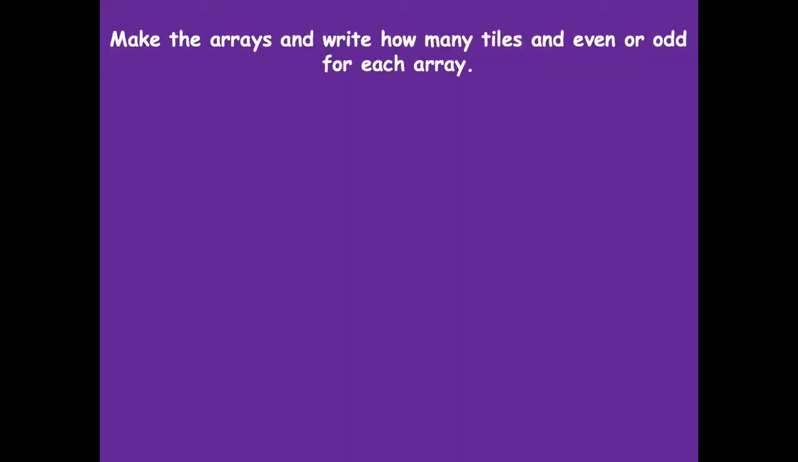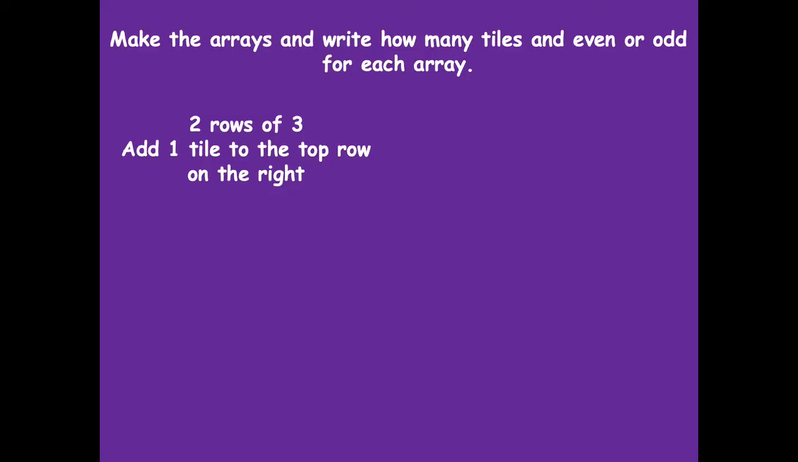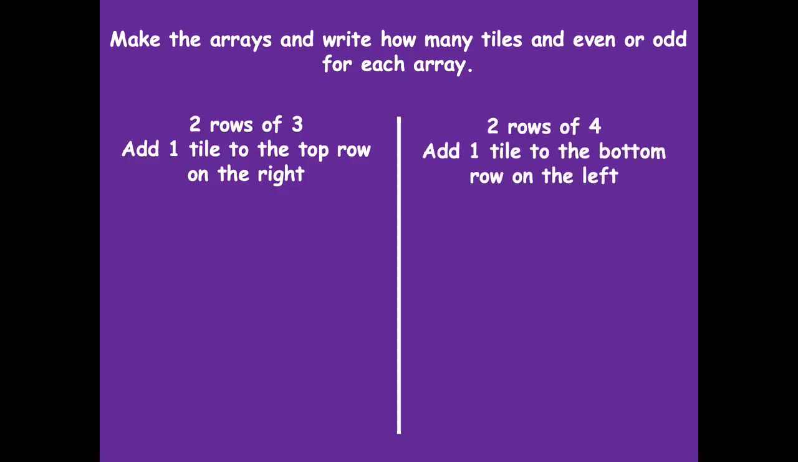So let's see what happens when we add an odd and an odd. So make the arrays and write how many tiles and even or odd for each array. So this time you're going to do 2 rows of 3 and you're going to add 1 tile to the top row on the right. Okay. The other side, you're going to do 2 rows of 4 and you're going to add 1 tile to the bottom row on the left. And it's important where you put that extra tile for when we're going to slide it together.